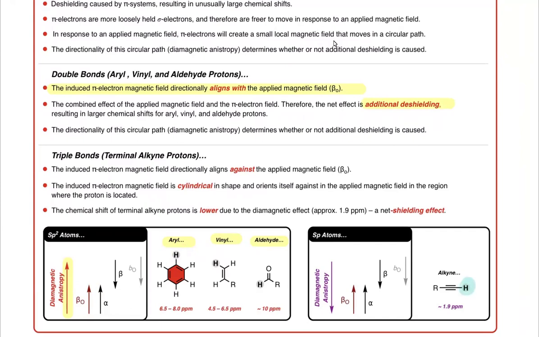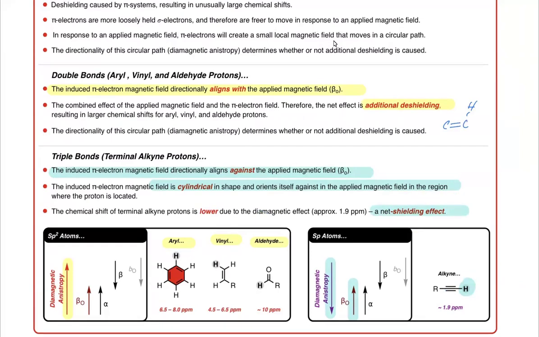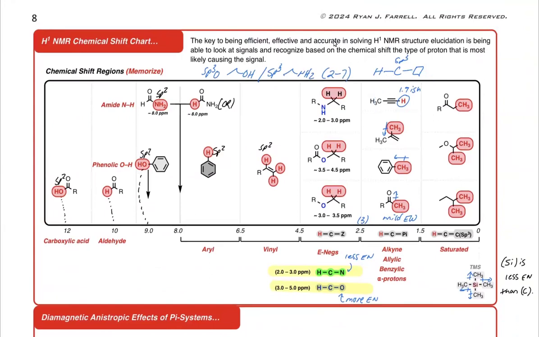If the proton is on a triple bond, I want you to think the induced pi magnetic field, the diamagnetic anisotropy, takes on a different kind of shape, and because of that different shape and orientation, it actually ends up being subtractive from the applied magnetic field. It subtracts and causes a net shielding effect. In other words, protons on a double bond would experience de-shielding because of that pi system, but protons on a triple bond would experience, conversely, a shielding effect. And that's why you saw the alkyne shifting around 1.9, whereas the sp2 atoms had that pi de-shielding effect, sending them more downfield. Okay?